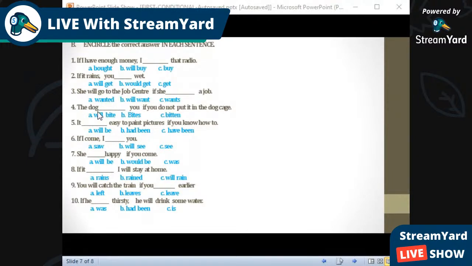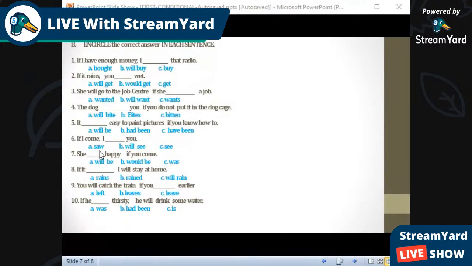Next, the dog. So, is it will bite or bites? If you do not put it in the cage. Number 5, eat blank, easy to print. So you will use the modal, and then the base form of the verb. If you know how to. So remember, know here is in the simple present.